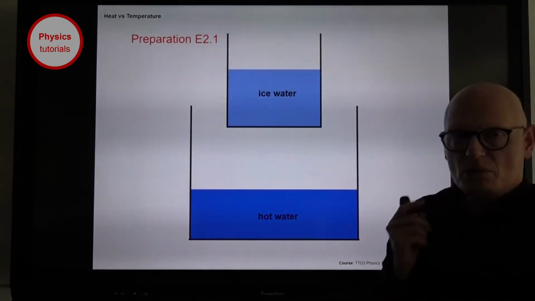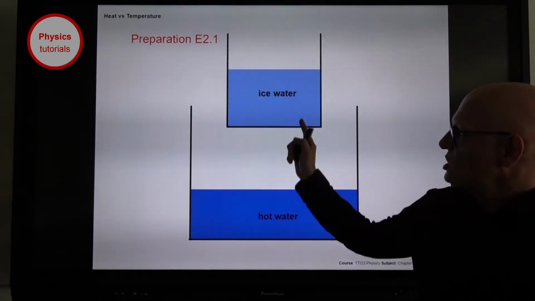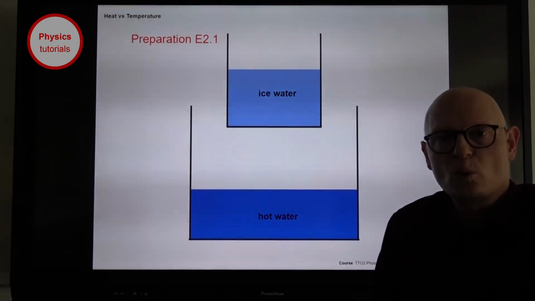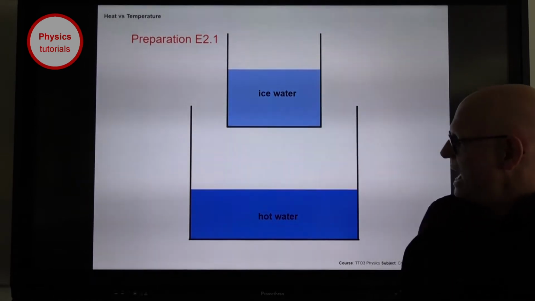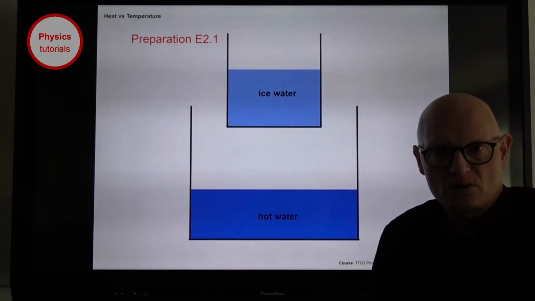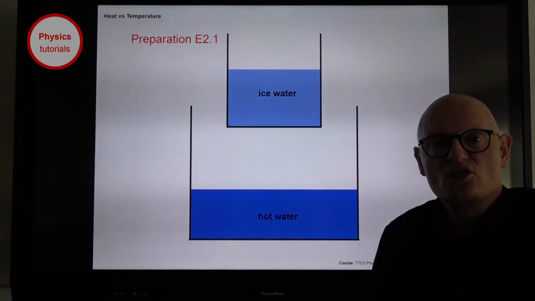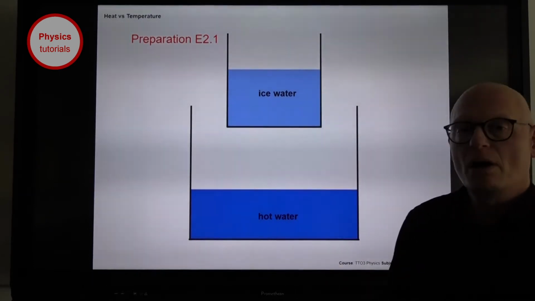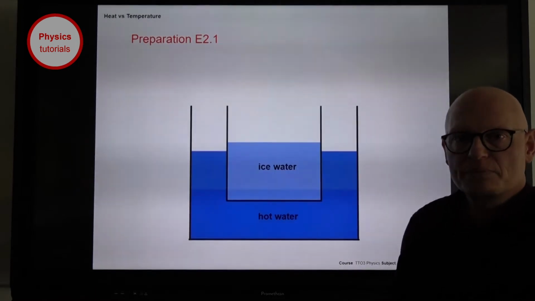What are we going to do? We are going to use 2 cups. One cup is filled with a little bit of water and ice cubes. We call that icy water. And a big cup, which we fill with hot water. And after we have determined the starting temperature of both cups, we will put them together like this.